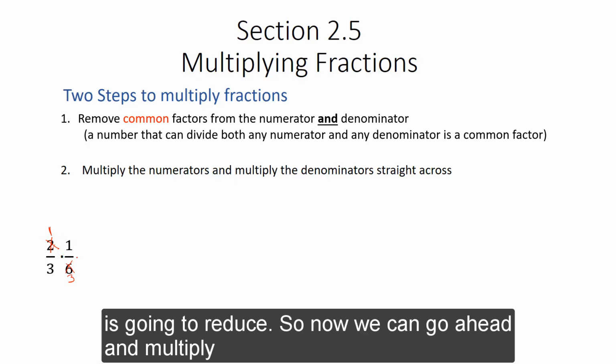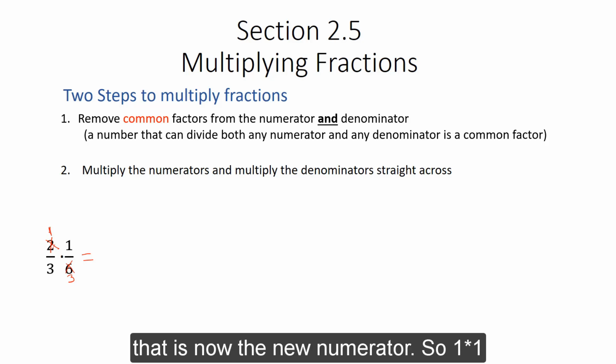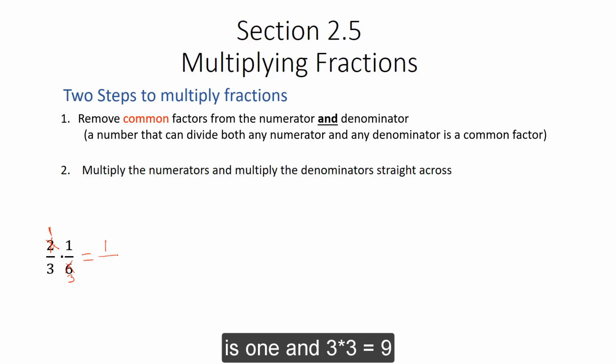Nothing's going to reduce. And so now we can go ahead and multiply straight across. Once we've crossed out a number and replaced it with a reduced number, that is now, in this case, the new numerator. So 1 times 1 is 1, and 3 times 3 is 9. So the result is 1/9.